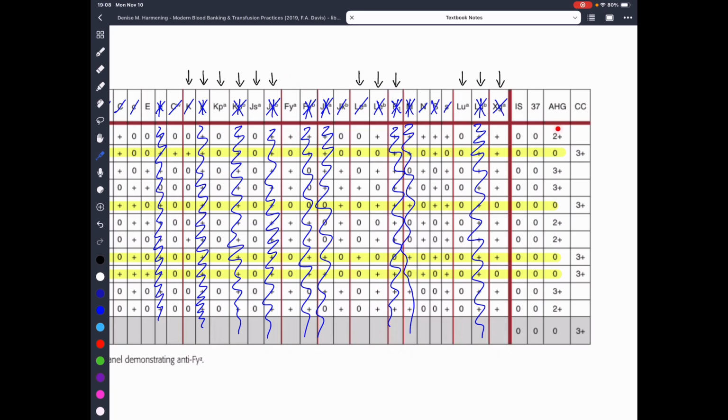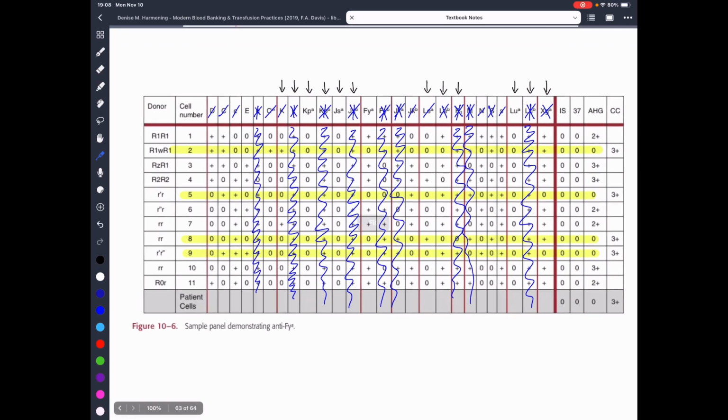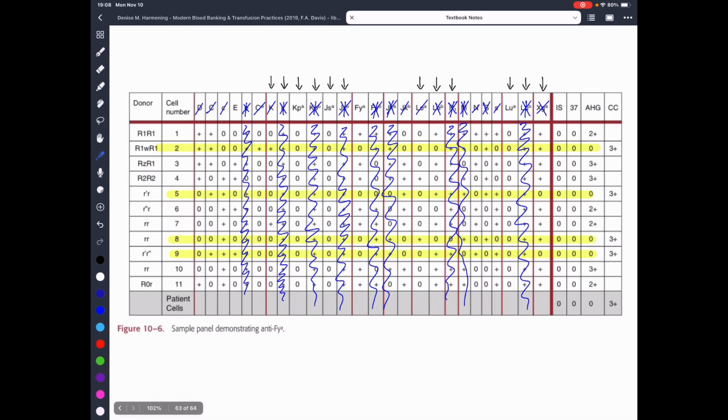The reactions match up perfectly, and there's not one single crossout, which means there's not one single false positive or false negative. So that would be the answer for this antibody panel. And this was the answer in the textbook, so I know it is correct.